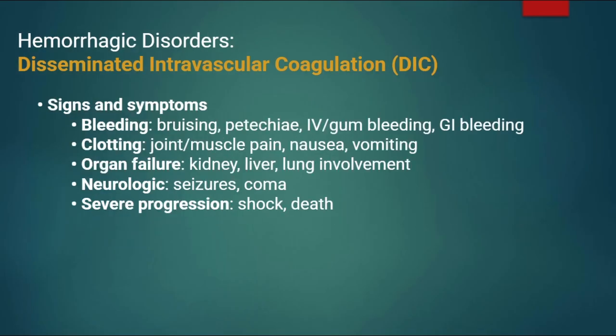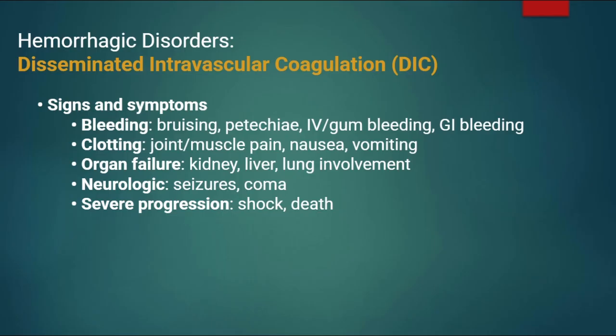Now let's look at the signs and symptoms of DIC. The first thing to remember is that DIC has a dual presentation, clotting and bleeding at the same time. Patients often present with abnormal bleeding that may appear as bruises, petechiae, bleeding from IV sites, gums, or even spontaneous bleeding from internal organs. Patients may also report joint pain or muscle pain, which happens because of tiny blood clots forming inside small vessels that block blood flow. Nausea and vomiting can also occur, sometimes due to organ ischemia or bleeding in the GI tract.